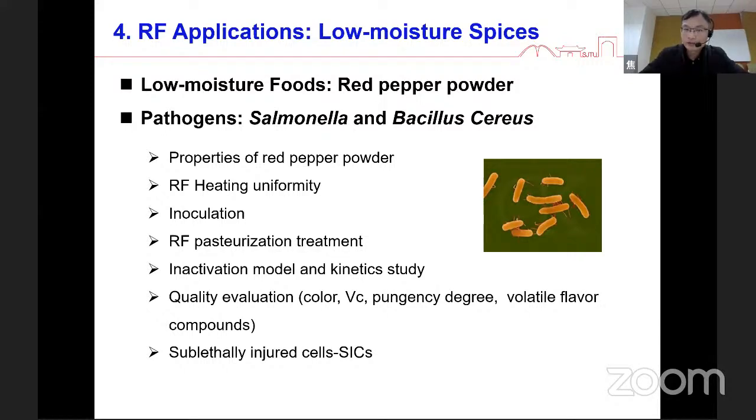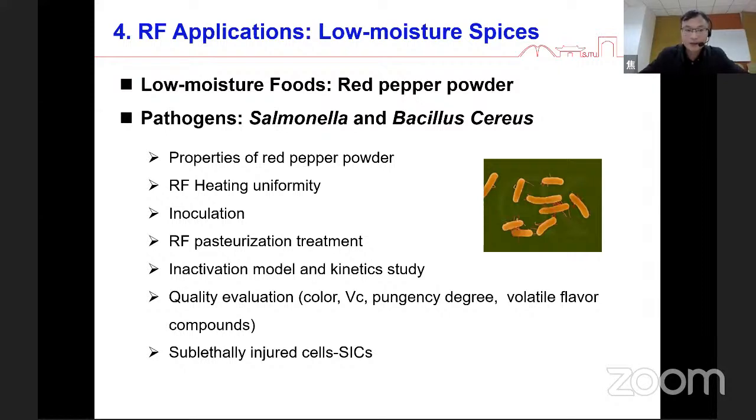So that's why I chose Salmonella and Bacillus cereus spores as our target pathogens. And we did a lot of studies, including measuring the properties of the red pepper powder and alpha heating uniformity. And we did the inoculation studies to put our target microorganisms inside these powders, and then used different alpha heating treatments to kill the bacteria.